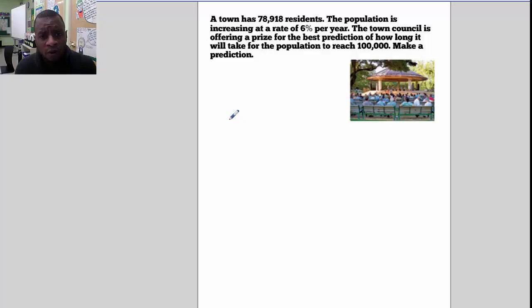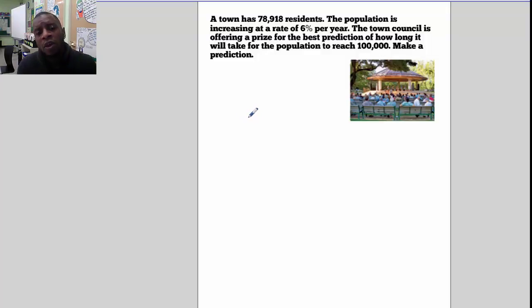Okay. And so for our last example, let's look at a situation where we have a town that has a certain number of residents. So a town has 78,918 residents. The population is increasing at a rate of 6% per year. The town council is offering a prize for the best prediction of how long it will take for the population to reach 100,000. Make a prediction.